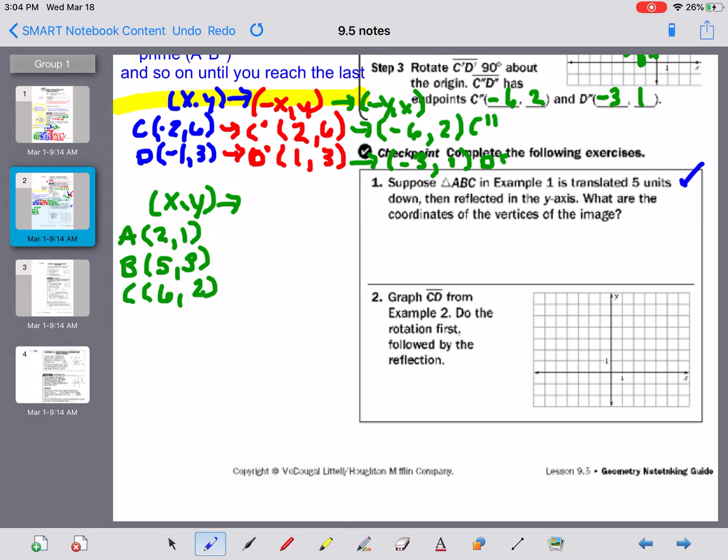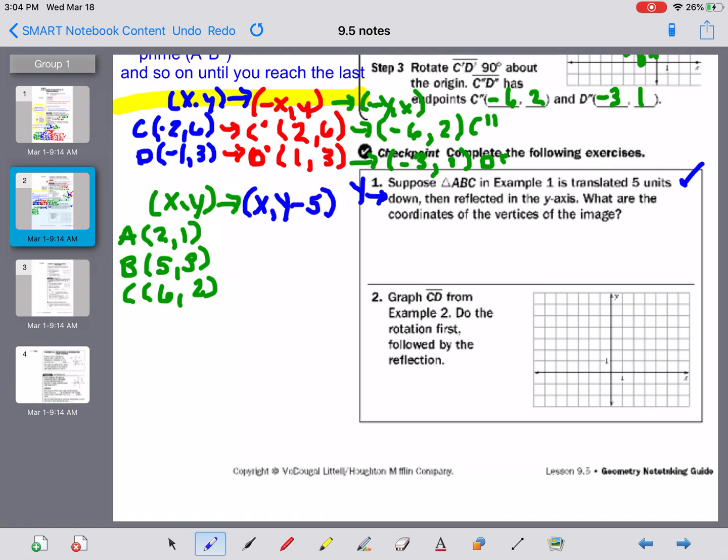You may have practiced writing this coordinate notation in your transformation review homework. But if you remember, 5 units down is going to affect my y. That means my x is not changing. So x is going to stay the same, but y is going to go 5 units down, which takes our y minus 5.